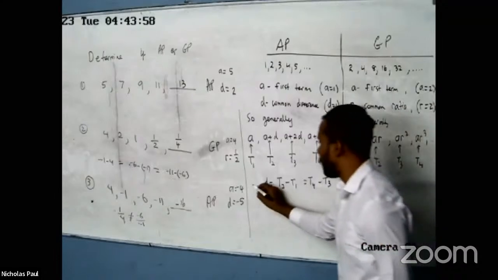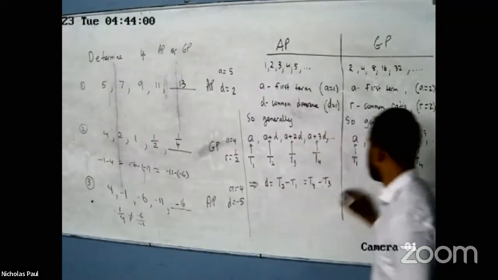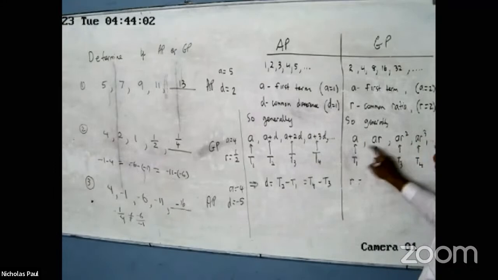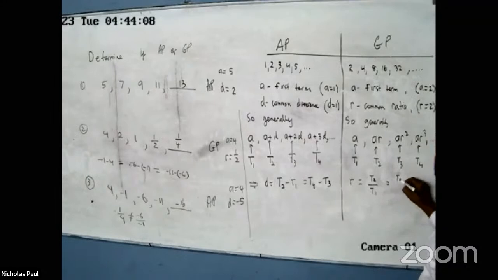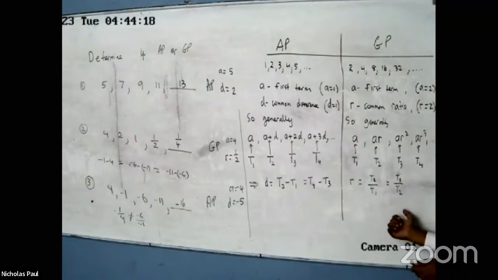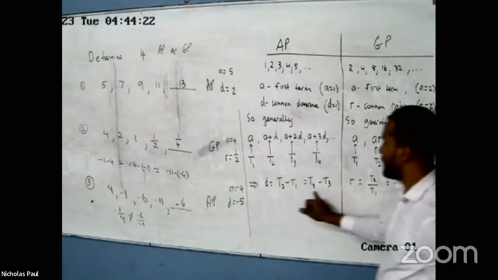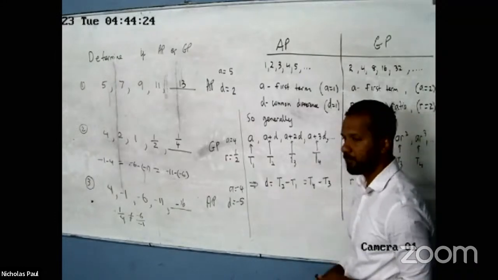So to get R, you divide. You can divide your second term by your first term. You can divide your third term by your second term, and so on. If these values are the same, you can't do just one, you have to do more than one. If these values are the same, then you have R. If these values are the same, then you have D. Okay?